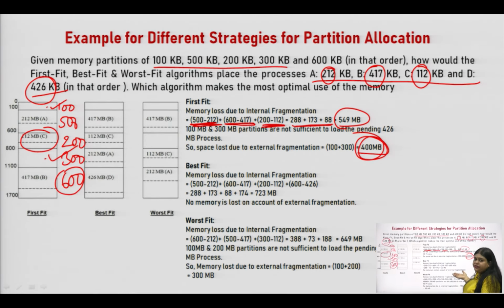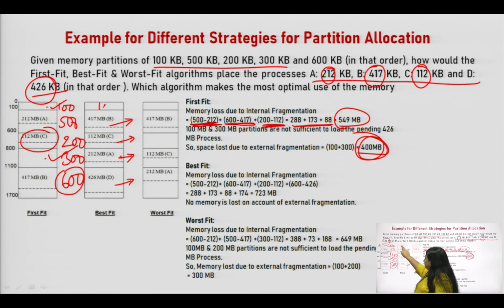Similarly, if we go for best fit, we search for the blocks where the process can be fitted at its best. A was 212 kb, so it has taken the 300 kb block. B was 417, so it has gone into the 500 kb block. C was 112, so it has gone into the 200 kb block, and D was 426, so it has gone into the 600 kb block.